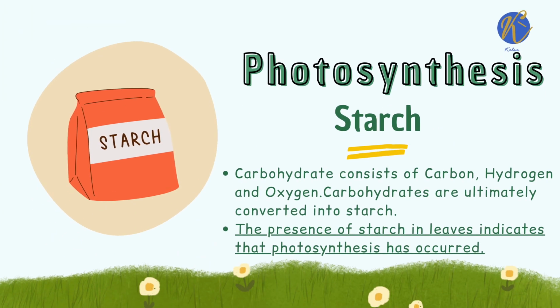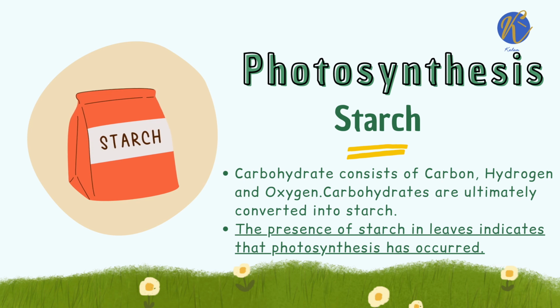Moving on. Let's understand starch. As we know from the photosynthesis equation, food for plants gets produced in the form of carbohydrates. Carbohydrate consists of carbon, hydrogen and oxygen elements.